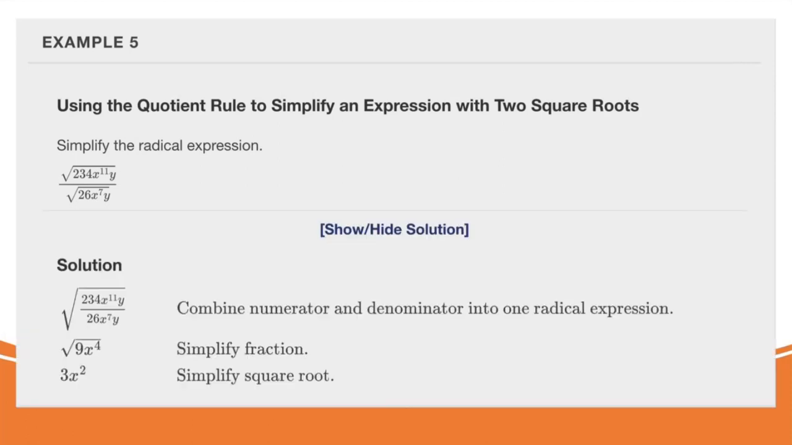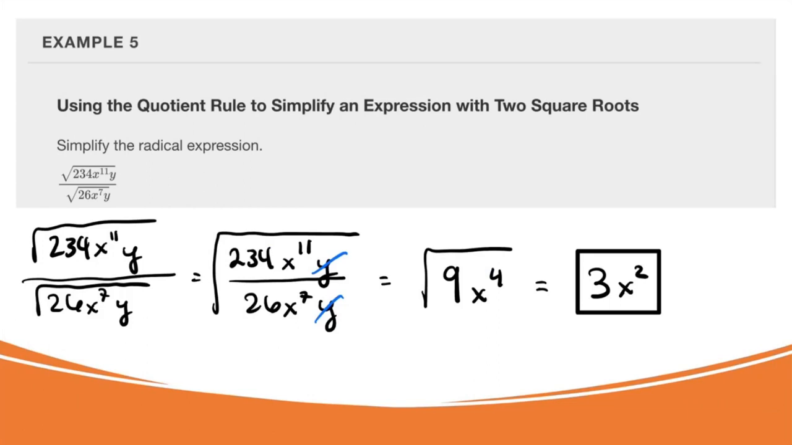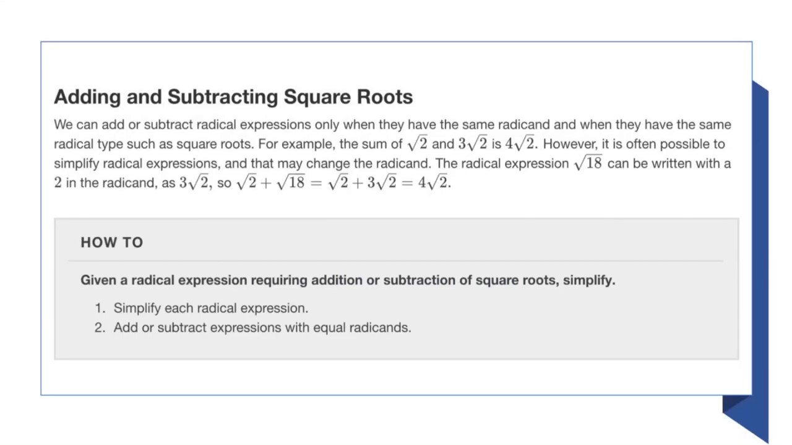Okay. 3x squared, okay. So adding and subtracting square roots. We can add and subtract radical expressions only when they have the same radicand and the same radical type, such as square roots, right? So it's similar to how we add and subtract variables. When we say combine like terms, it has to be the same variable with the same power. Well, the same thing applies here. We just look at the radical kind of like the variable.